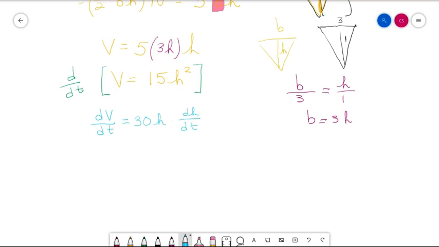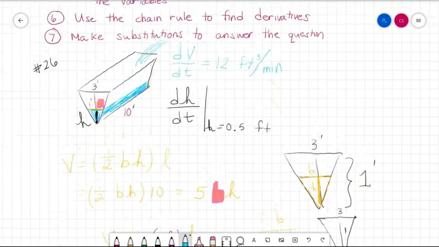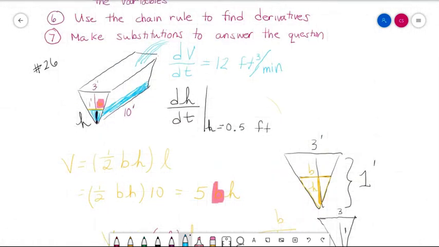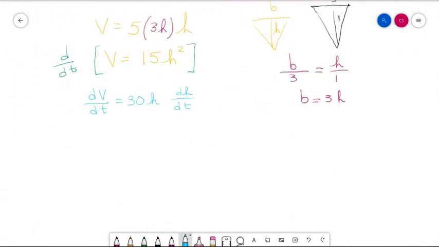So dV/dt is given as 12 cubic feet per minute, so I'll just write 12. We want to know what happens when h is 0.5, and then we have our dh/dt. This is what we want to solve for.